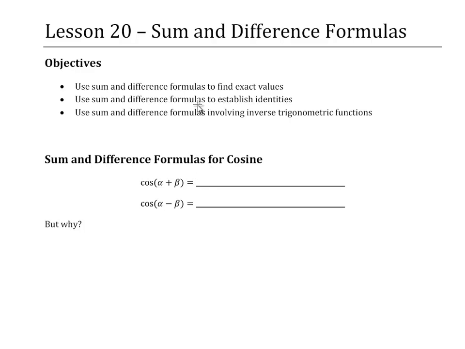So to begin with, the cosine of alpha plus beta is always equal to, for any alpha and beta, cosine of alpha cosine of beta minus sine alpha sine beta. Similarly, cosine of alpha minus beta is cosine of alpha cosine of beta plus sine alpha sine beta.